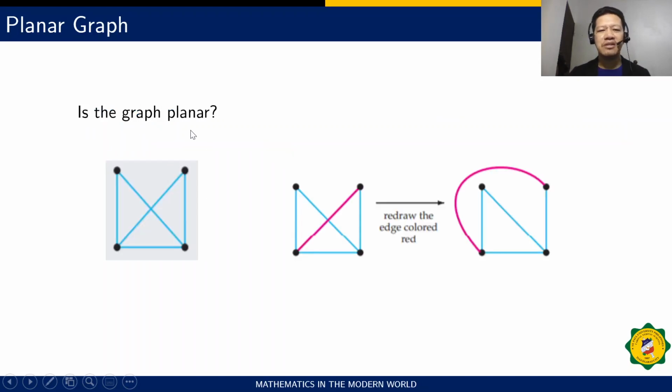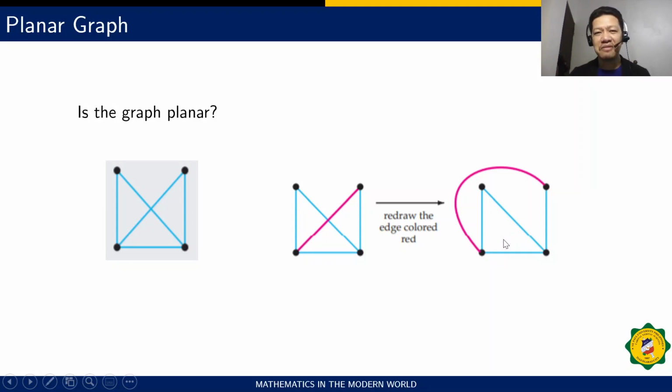Is this a planar graph? This one? Yes. Why? Because we can move this line here. We can stretch it like this so that there will be no crossover or intersection of lines or edges. And these two graphs are still the same.